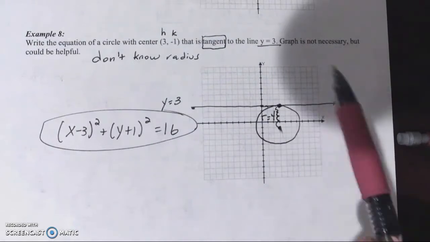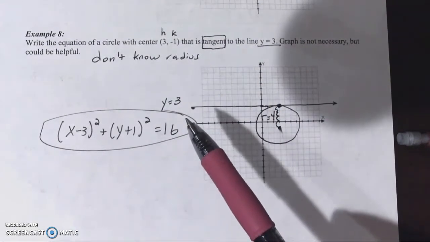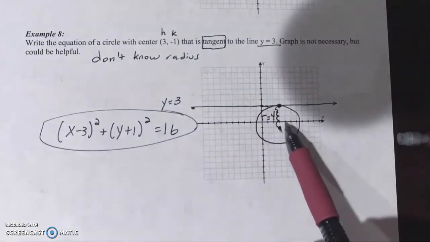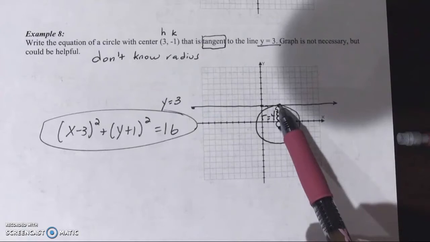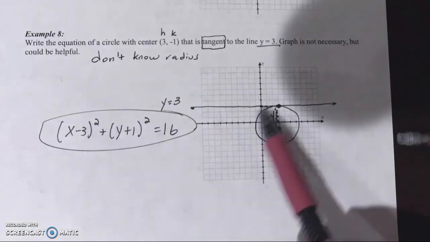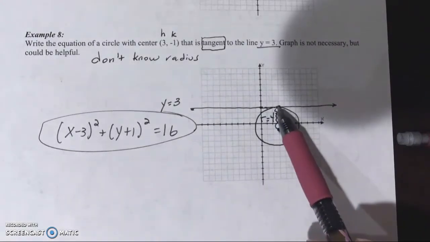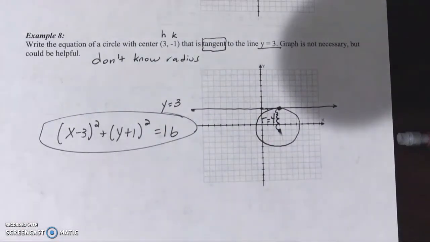Okay. Now for a little bit of ease, we only would ask you a question like this if the tangent line was horizontal or vertical. Okay. And for that reason, you should know that the point of tangency, the one point where the circle would intersect with the line, will either be directly above, below, to the left or to the right of the center, obviously if it was a vertical line. And that should make it very easy for you to find the radius.